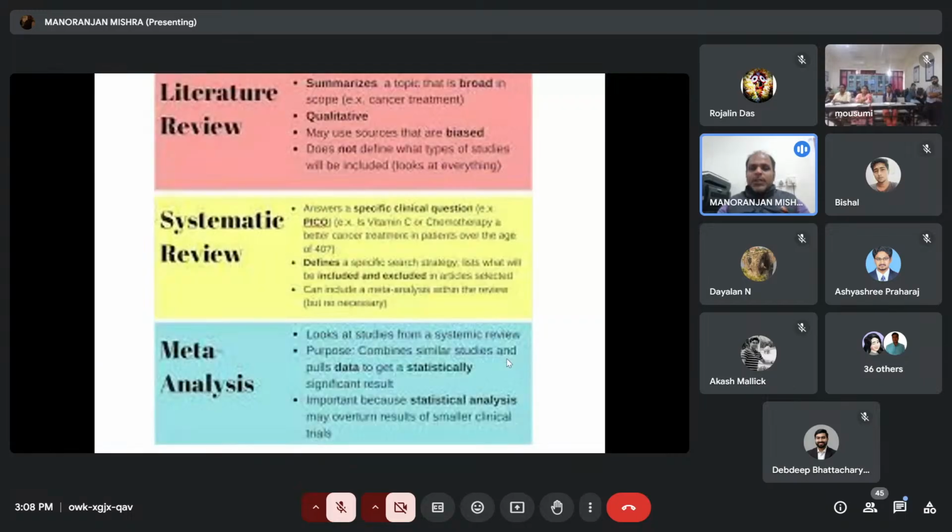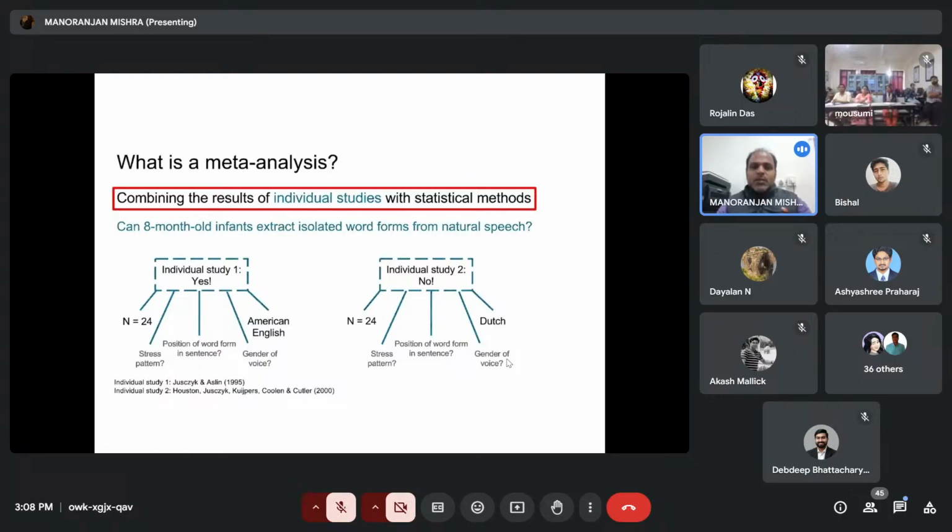Then I'm just going to meta-analysis. This is a new thing coming up after COVID-19. There are a lot of papers on meta-analysis, and high impact factor papers are coming up. Anybody from science or doing clinical research, even from social science, can go for meta-analysis. That is combining the results of individual studies with a statistical method.